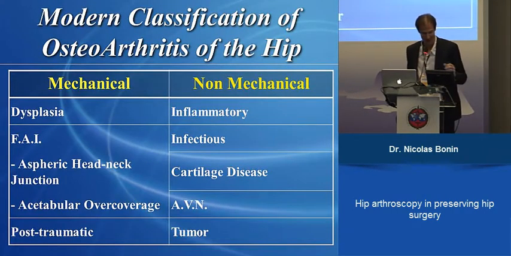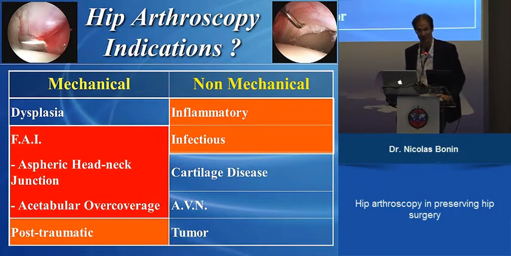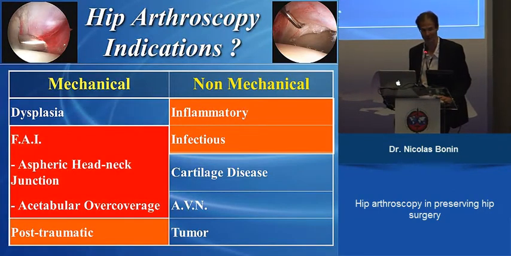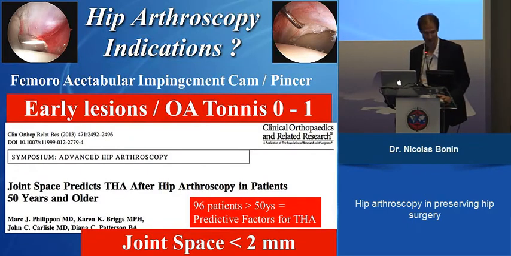So, what about osteoarthritis of the hip? We know that there are two main factors, mechanical and non-mechanical. And we will see that with hip arthroscopy we can reach some of the mechanical hip indications of osteoarthritis, mostly the femoroacetabular impingement. We can have some indications in post-traumatic hip trauma, and sometimes in inflammatory or in infection. My talk will focus on the femoroacetabular impingement, which is the main indication in hip arthroscopy.